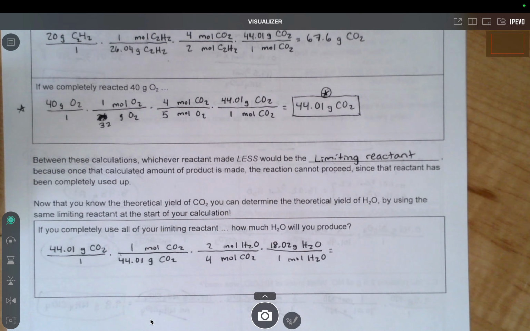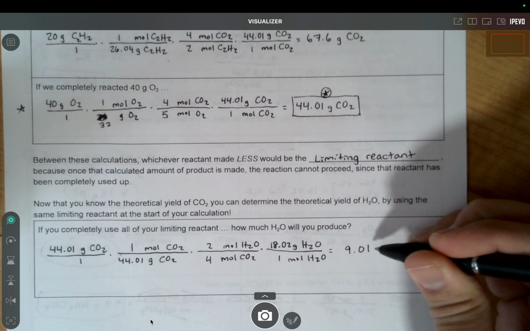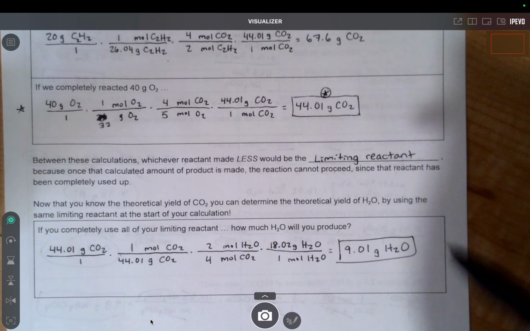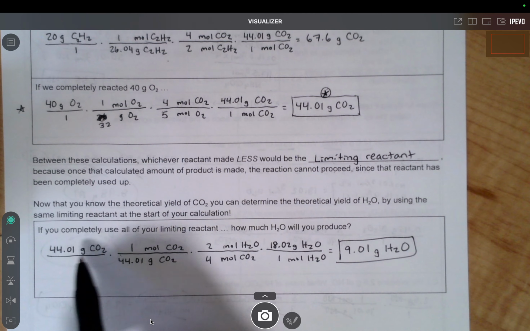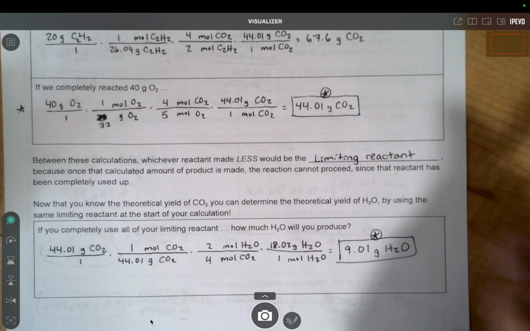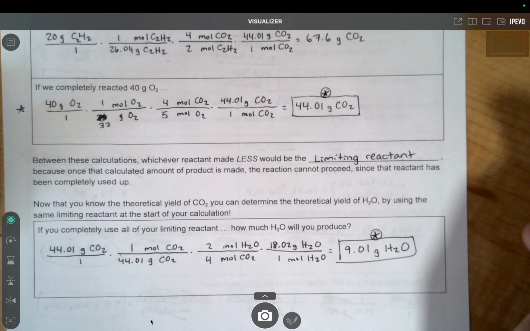Great. Here we go. Excuse me, let me try that again. 44.01 times 2 times 18.02, divided by 44.01 divided by 4, gives 9.01 grams of H2O. If this is what I can theoretically produce of CO2, then this is what I can theoretically produce of H2O. All that math is the same. It's just how you read it that will change.